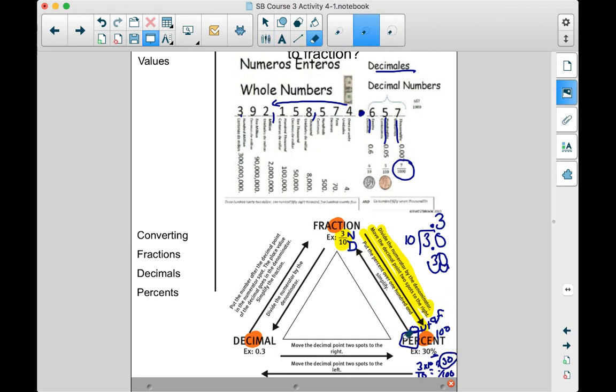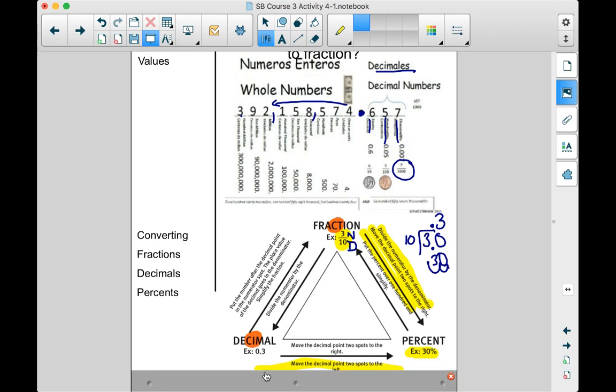So now, say instead of being given 3/10, I was given 30%, and I wanted to go from percent to the decimal. So now I'm going to follow this. I'm starting with my 30%, and I'm moving to the decimal. So I'm going in this direction. So I'm following this arrow right there.